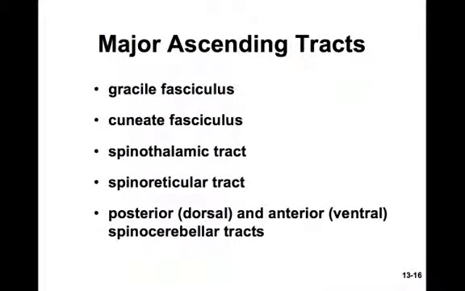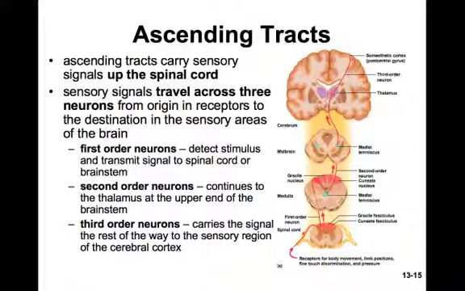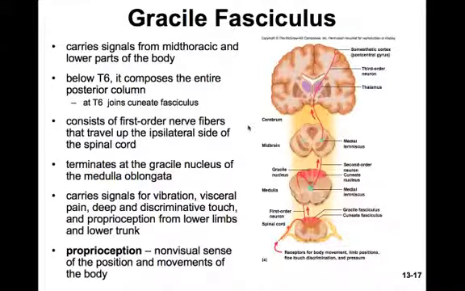The major ascending tracts that we'll take a brief look at are the Gracile Fasciculus, the Cuneate Fasciculus, the Spinothalamic Tract, the Spinoreticular Tract, and the posterior and anterior Spinocerebellar Tracts. Now, I may cover quite a bit of information here. However, you really need to just keep in mind these 3 different levels of neurons that are bringing ascending information, that is sensory information, into the brain for processing. Let's begin by looking at the Gracile Fasciculus.